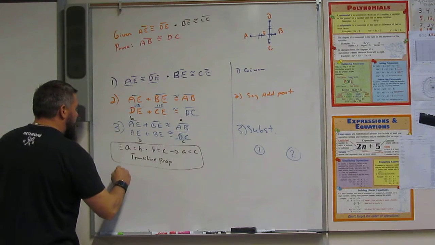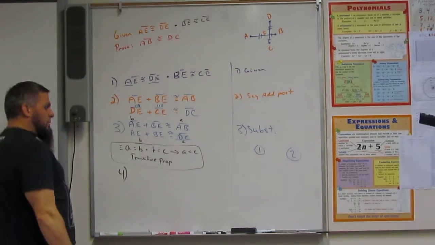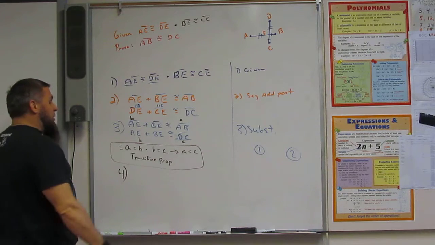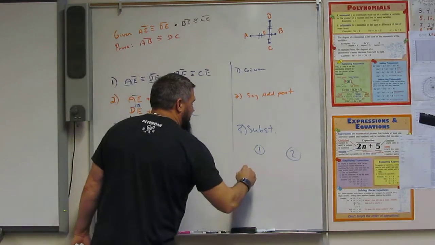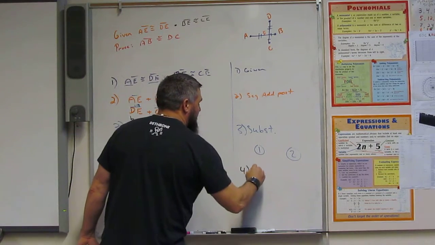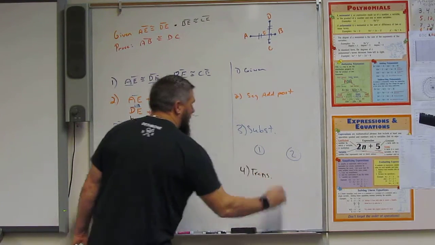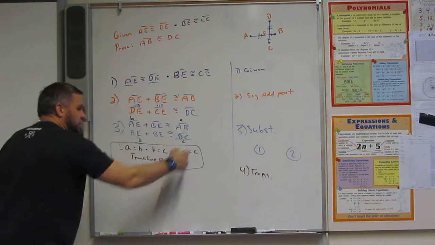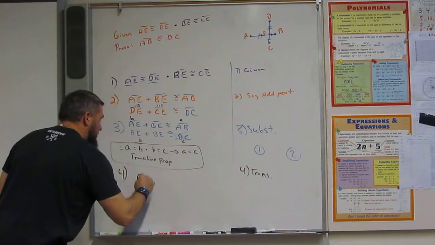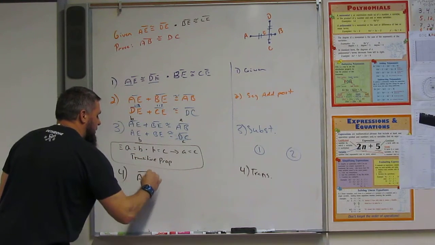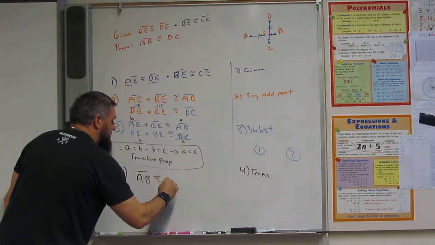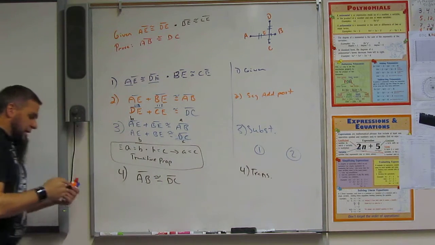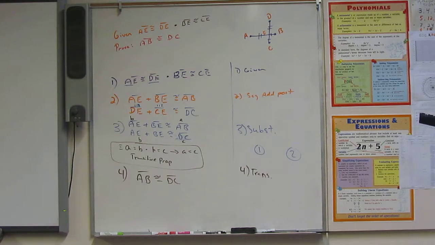So 4 is going to be the transitive property, right? And that's when I get to say AB is congruent to DC, and that makes everything a little bit cleaner.